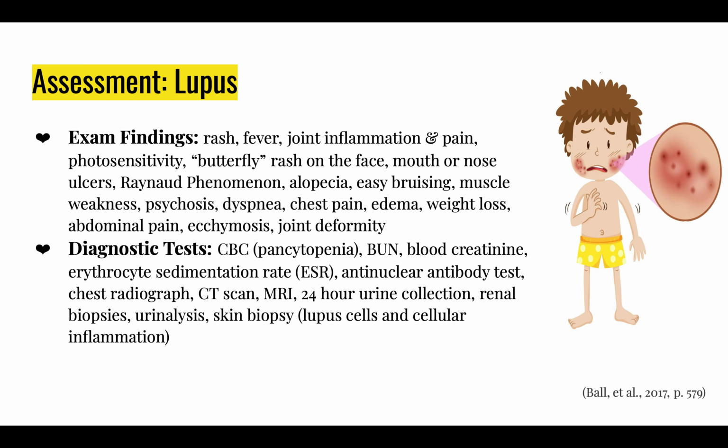Diagnostic tests. A CBC is done, blood urea nitrogen and blood creatinine to assess kidney and liver function, ESR, which is erythrocyte sedimentation rate, anti-nuclear antibody test, chest x-ray, CT scan, MRI, 24-hour urine collection, renal biopsies, urinalysis, and skin biopsies.